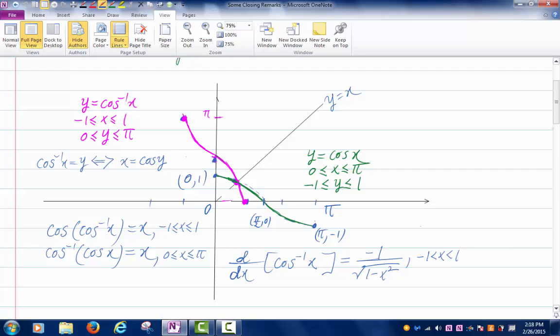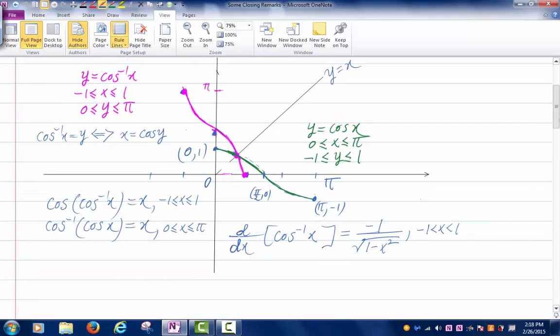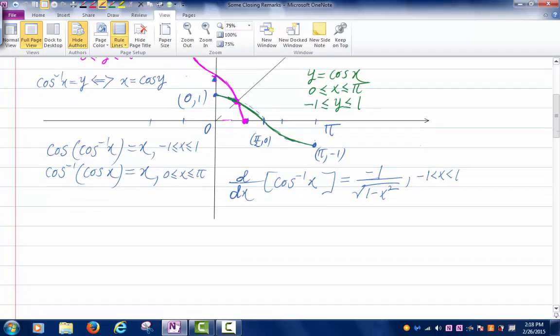What's the derivative of cosine inverse? Negative 1 over root of 1 minus x squared. And notice that the derivative of cosine inverse is exactly the same as derivative of sine inverse, except for the negative sign. Okay? And the graph of cosine inverse is the pink one. The graph of cosine is the green one in this picture. You guys did this in the quiz.